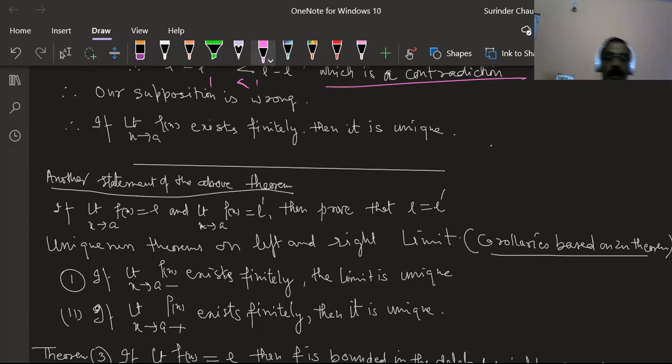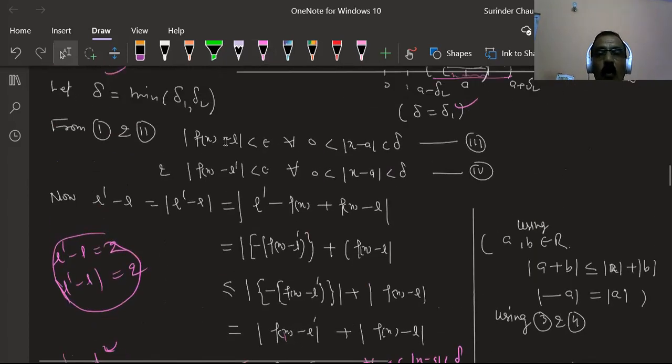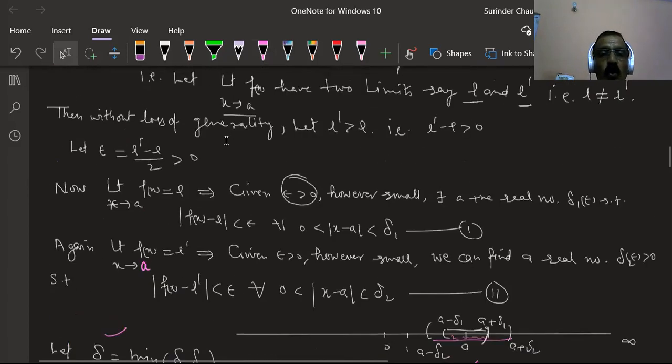In the same way, if the limit of a function at a point exists, that is unique. In the same way, if the left limit at a point exists, that will be unique. And if the right limit of a function at a point exists, that will be unique. This will be proved only for the left limit. If you are proving it, you have to suppose two limits.